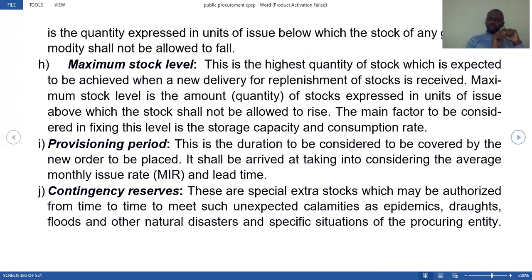Then we have the provisioning period. This is the duration to be covered by the new order to be placed. So you need to provide some space before which a new order should come. You need to provide that allowance. Then we have contingency reserve. These are special extra stocks which may be authorized from time to time to meet unexpected calamities. So you need to have a contingency plan. In the event we have something that is beyond your control, then at least you have some reserves.